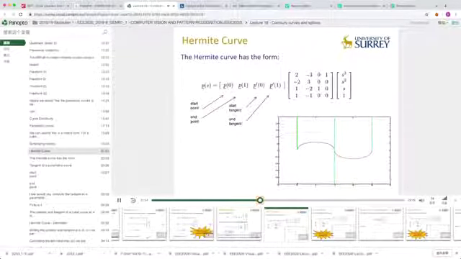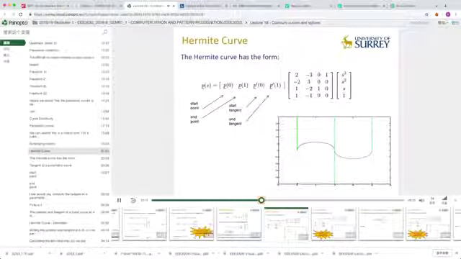By introducing this matrix of numbers, we change the meaning of G such that the first vector in it defines the start point of the curve. We use the notation P of 0 as shorthand for that because we know that curves start at S equals 0. The second vector defines the end point of the curve. So imagine this is the blue curve here. That's the start point, that's the end point.